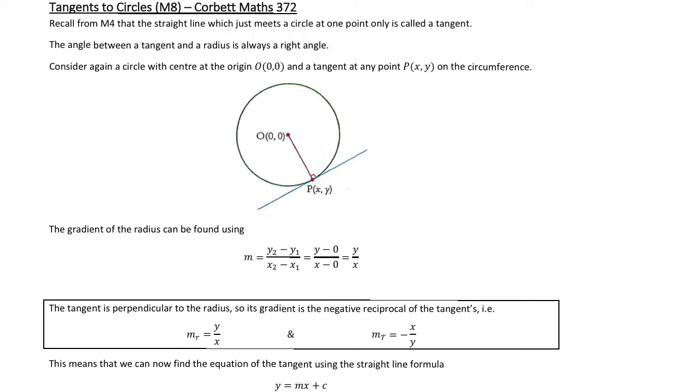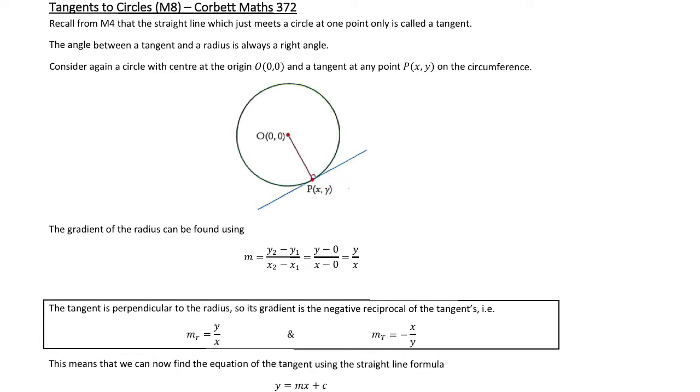Tangents to circles. If we think back to M4, we know that a straight line which just meets the circle at any point is called a tangent. And the angle between a tangent and a radius is always a right angle. Consider again the circle with centre 0, 0 and a tangent at a point x, y.